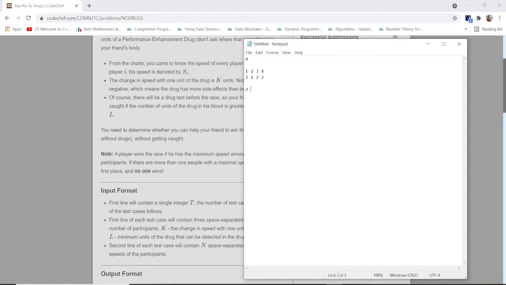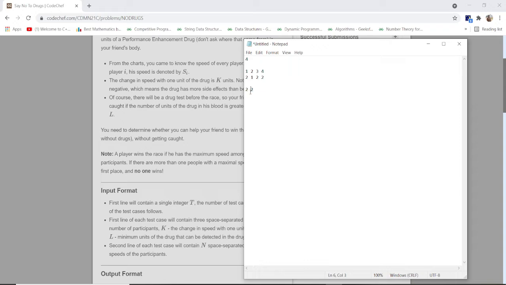So suppose my friend will be banned from the race. I hope you guys get the point. Suppose there is a drug where if I push 1 unit to my friend, the speed will increase by 2 units, and there is a limitation. If I push equal to or greater than 2 units, then the authority catches me and bans my friend from the game. So what does that mean?